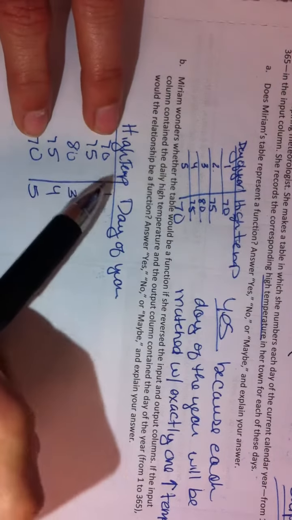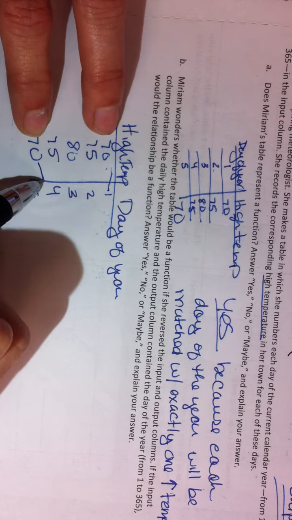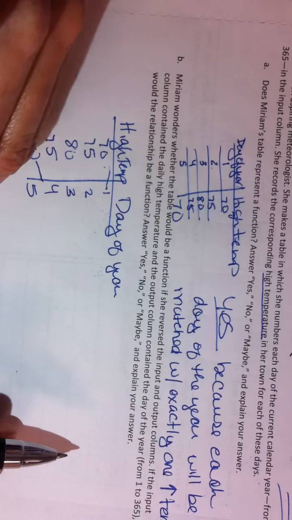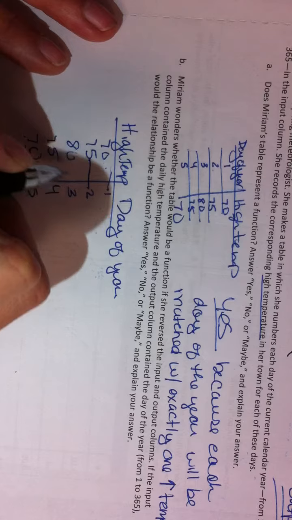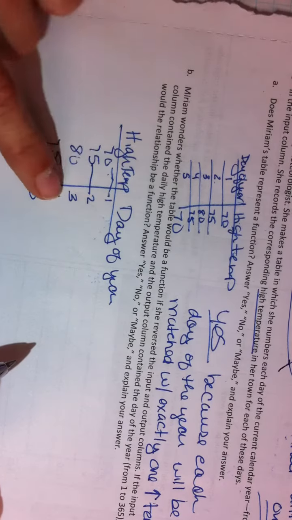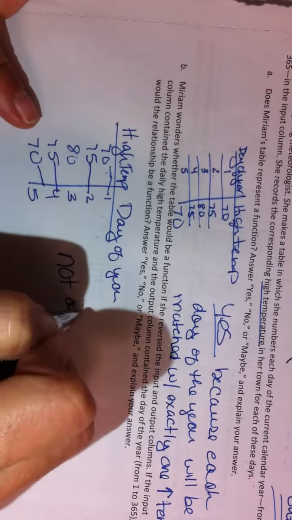Well, look at this. If I choose a high temp of 70, I could have gotten either 1 or 5. So think about a machine. If I put a 70 into that machine, I can't predict what day I'm talking about. So when I put that 70 in, who knows if I'm going to get 1 or 5. If I put 75 in, I don't know whether I'm going to get day 2 of the year or day 4 of the year. If someone says, oh, the high temp was 75, I can't tell for sure what day they're talking about. So this is not a function.